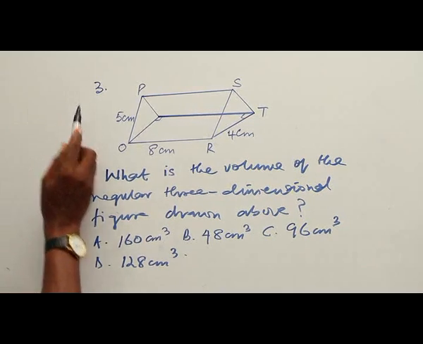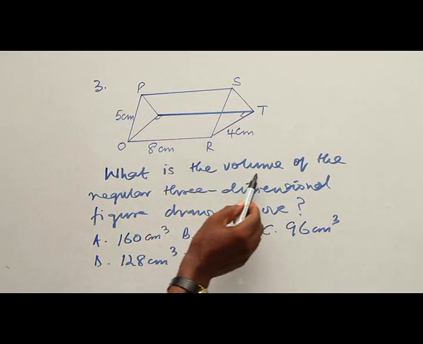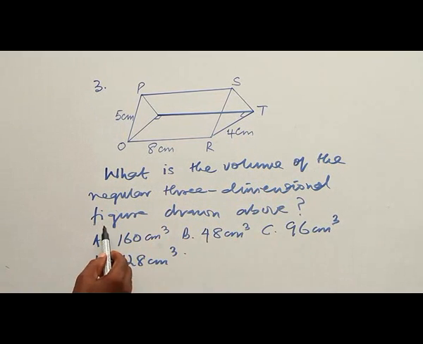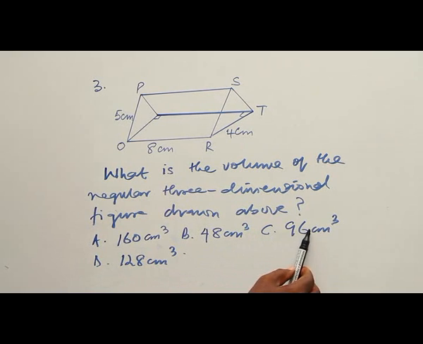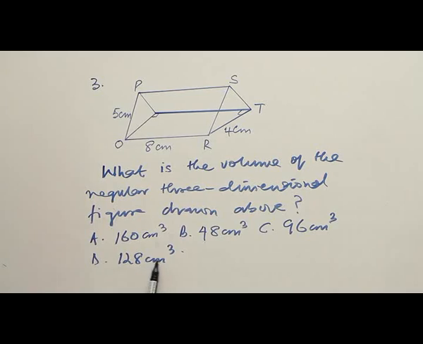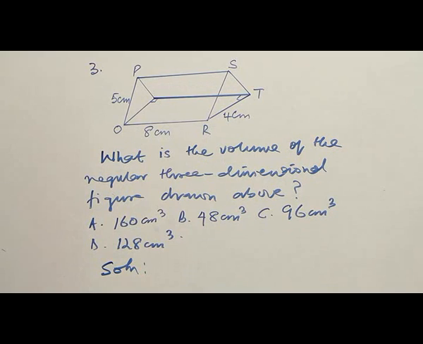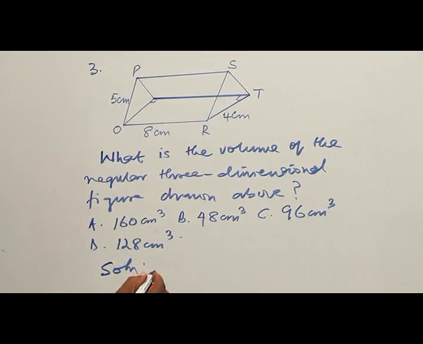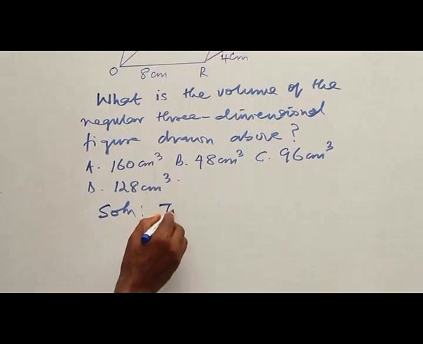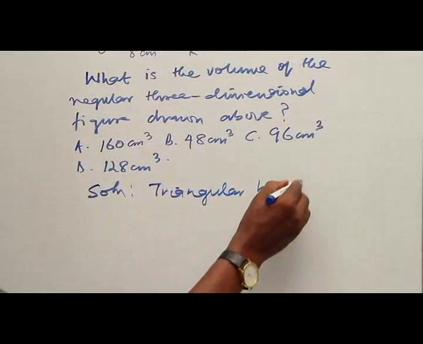Example number 3. Here is a diagram describing a solid. What is the volume of the regular 3-dimensional figure drawn above? Options A, 160 centimeters cubed, B, 48 centimeters cubed, C, 96 centimeters cubed, and D, 128 centimeters cubed. Our solution. Observe here that this solid is actually a triangular base prism.